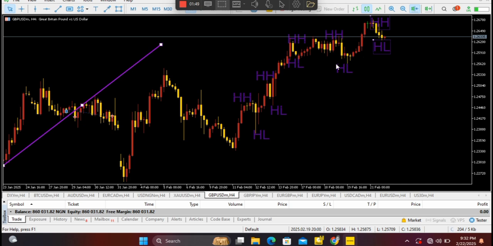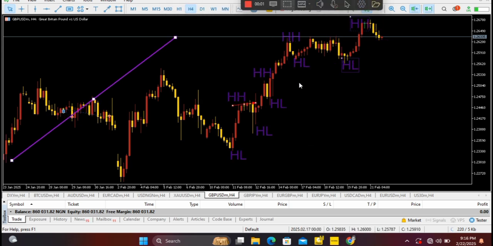Using price action, you can identify the higher highs in the market and also the higher lows. This is how you identify an uptrend. Once the high is higher than the previous high, it indicates an uptrend in the market. And once the low is higher than the previous low, which also indicates what? An uptrend in the market.